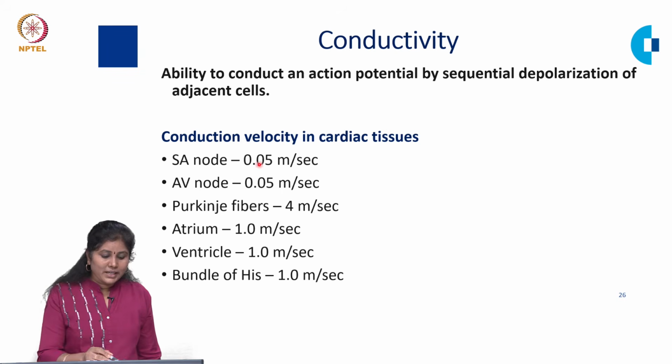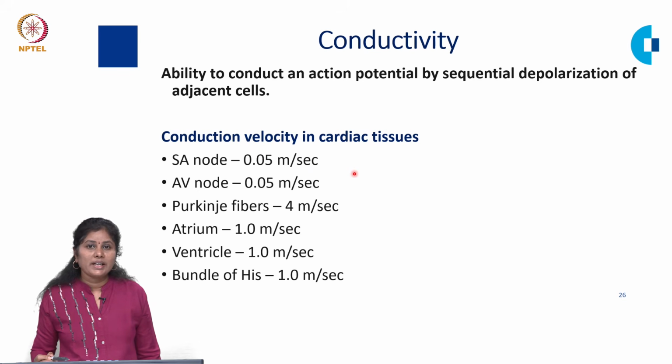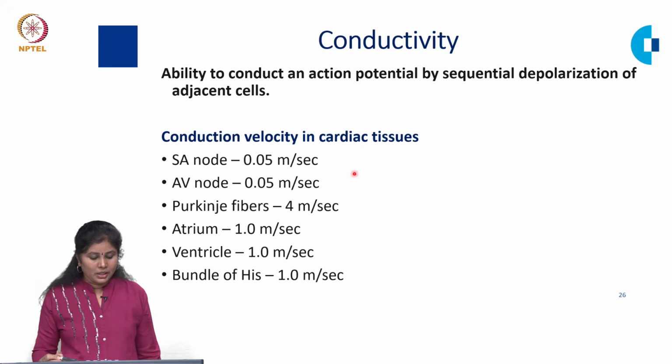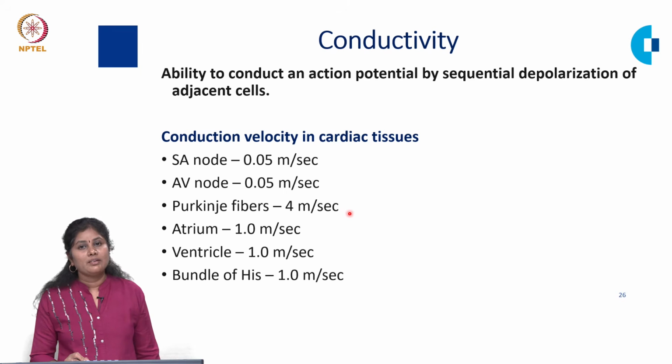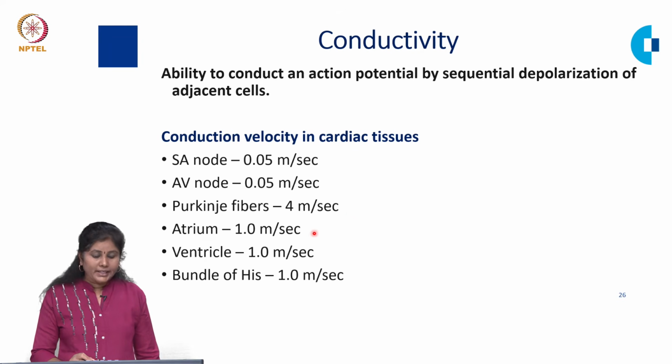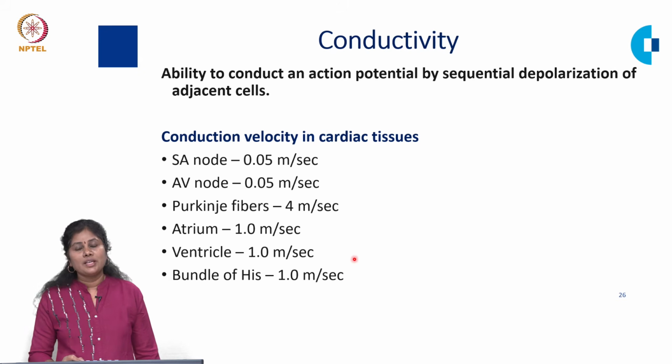For example, the SA node and the AV node are the slowest conducting fibers with a velocity of 0.05 meter per second. Purkinje fiber system is the fastest conducting system in the heart with a velocity of 4 meter per second. Atrium, ventricle and bundle of His, they conduct at a velocity of 1 meter per second.